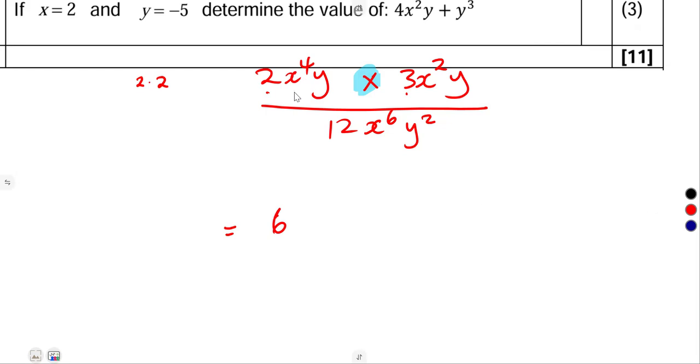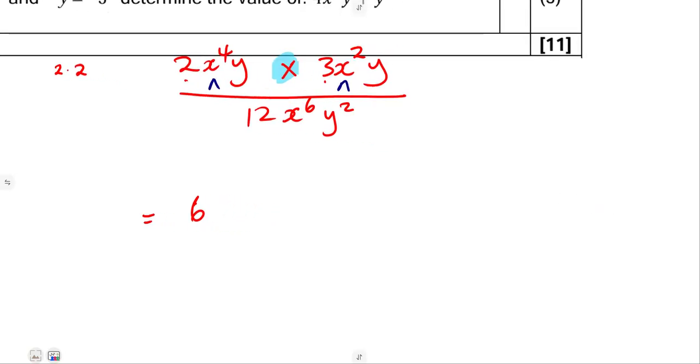Then the terms x to the 4 and x squared. Remember the product, x to the exponent of 4 times x to the exponent of 2. Same base, you're multiplying, you add the exponents, remember? So you're going to add your exponents, the 4 and the 2. So thus, it's going to be x to the exponent of 4 plus 2, which is 6. All right.